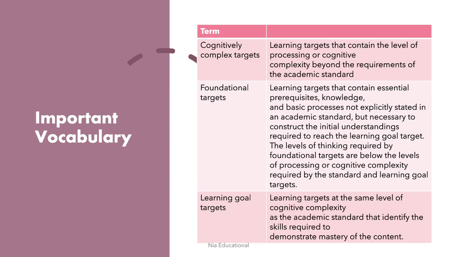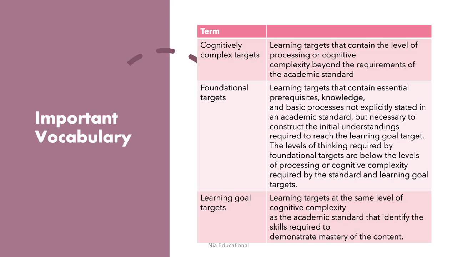Cognitively complex targets. These are learning targets that contain the level of processing or cognitive complexity beyond the requirement of the academic standard. So cognitively complex targets are taking the students deeper than what the academic content standard is asking them to do.